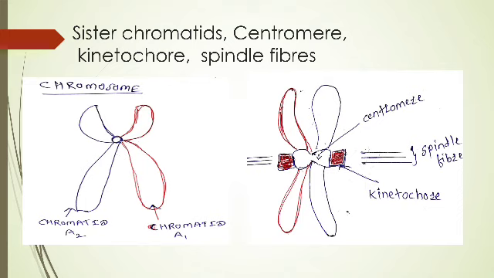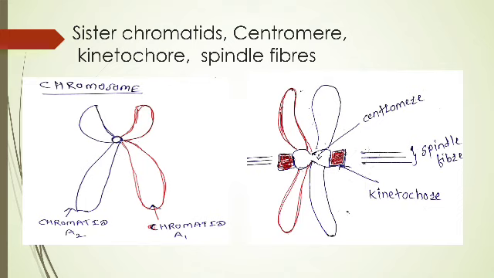That means the spindle fibers bind to the kinetochore, and at the time of anaphase we know that these spindle fibers pull the sister chromatids toward the opposite poles, and finally the sister chromatids get separated from each other. So these two figures show the four concepts: sister chromatids, centromere, kinetochore, and spindle fibers.